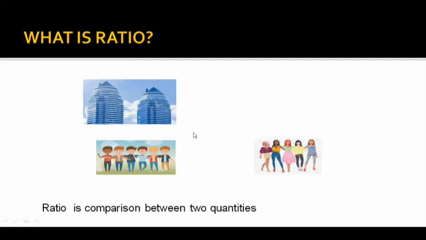So if you are asked what is the ratio of boys to girls, boys are here 6 and girls 5. So the ratio of boys to girls is 6 is to 5. Let us solve some more problems.